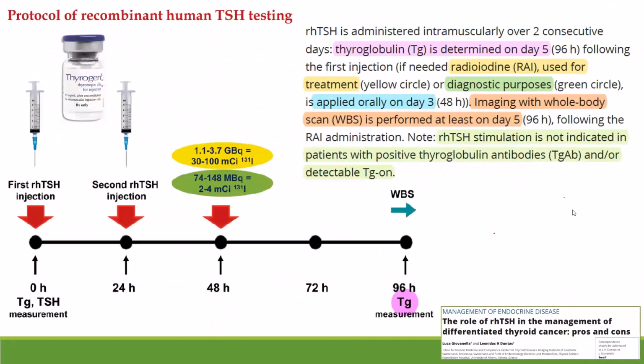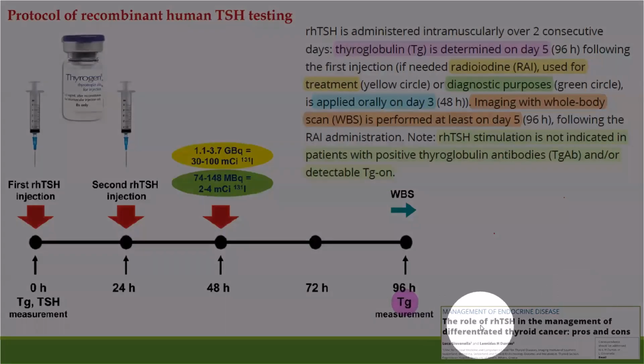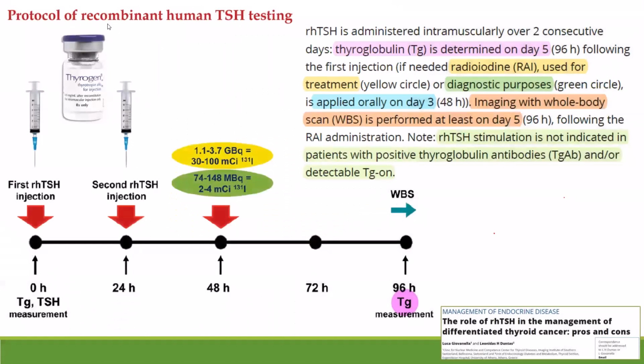And actually, this algorithm and the following two slides, I captured from this important paper published, I think, in the European Journal of Endocrinology, since 2 to 3 years, the role of recombinant TSH in the management of differentiated thyroid cancer, pros and cons. And actually, this is a protocol for giving recombinant human TSH testing or Thyrogen.